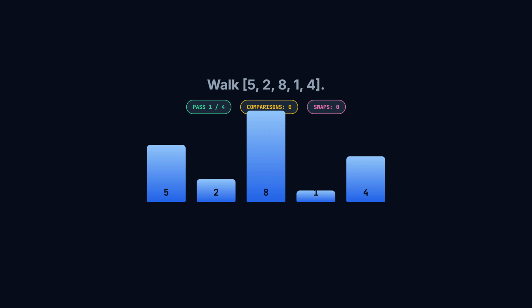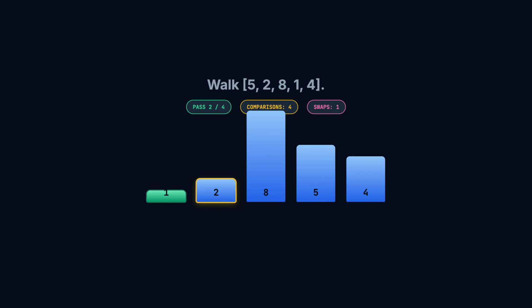Pass 1. Scan the whole list. Smallest is 1 at index 3. Swap it with index 0. List is now 1 2 8 5 4. Pass 2. Scan from index 1. Smallest is 2 already at index 1. No swap needed. List unchanged.